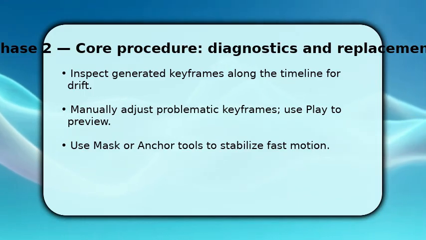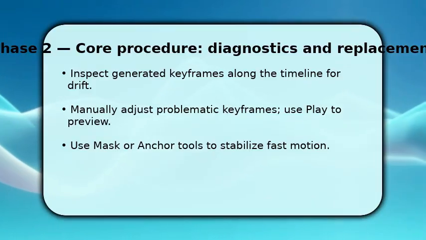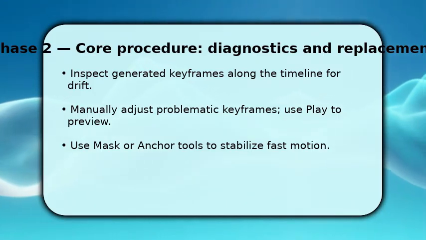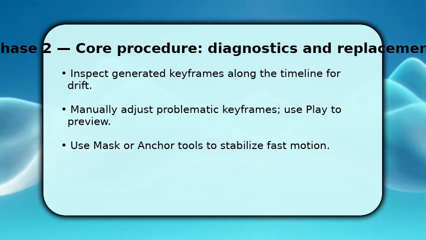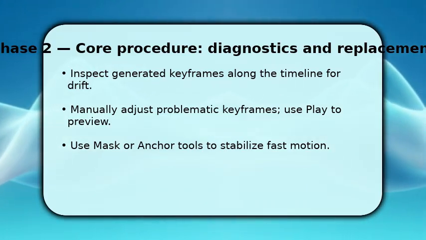This corrects cumulative error. Use mask or anchor tools to limit tracking to the most stable area and reduce jitter by smoothing keyframes where movement is uniform. Once done, replay the section at full speed to confirm tracking holds through turns and occlusions. If not, step back 1 or 2 keyframes and retweak those points.